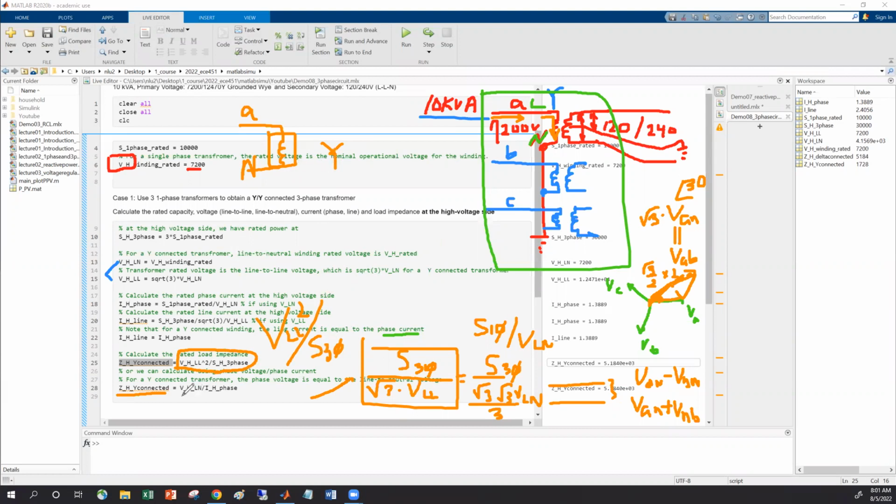This is one way of computing the equivalent impedance for a Y-connected load, right? And the other way is to directly use the line to neutral voltage, and then divide by the phase current, the I phase, right? So you can see that if we do this calculation, both will work. They give you the same value.